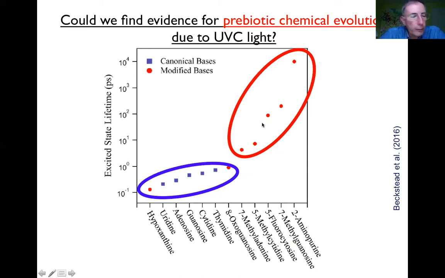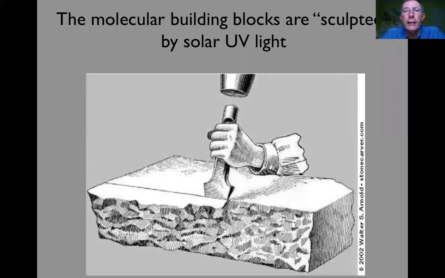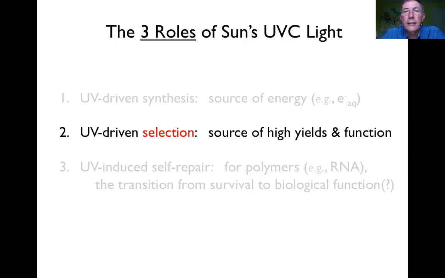The problem, however, with this is not the end of the story, because this is just for bases. And as I explained to you with the prebiotic chemistry, the new prebiotic chemistry paradigm, you don't go through the synthesis of bases at all. You go directly to nucleotides. And so the big question is, when you do the monomers, the nucleotides, do you still get that UV-driven selection advantage from UVC light? And the answer is you do.